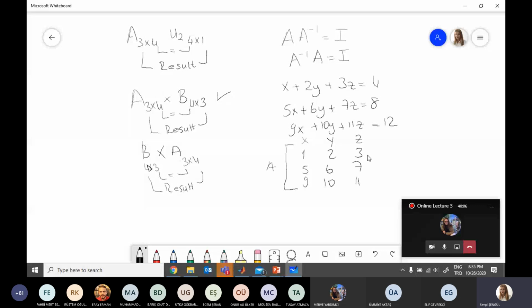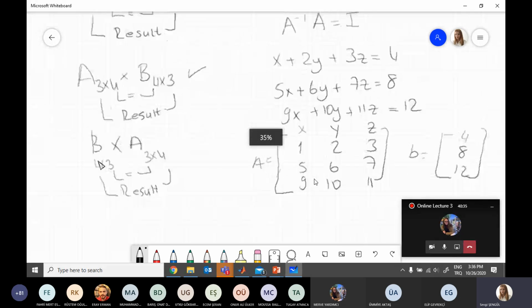Let's say this is our A matrix, and you can define the right-hand side constants as the B vector. With this A and B, you can do the calculations you want with this system. This is much more handy and easier, and you can define all of this in the computer like that. This was the coefficient matrix.